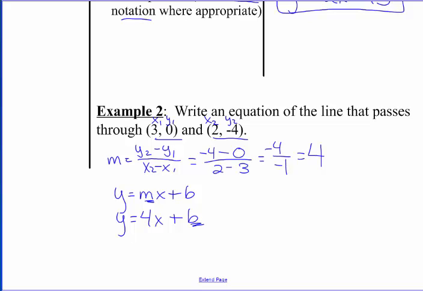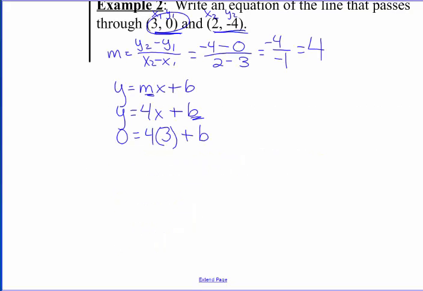So to help me find that number, we're going to use one of our points. You could either use the (3, 0) or the (2, -4). Either one gives you the same result. So I'm going to go ahead and use the (3, 0). So the y is 0. 0 equals 4 times the x, which is 3, plus b. So that 0 equals 12 plus b, minus the 12 on both sides.